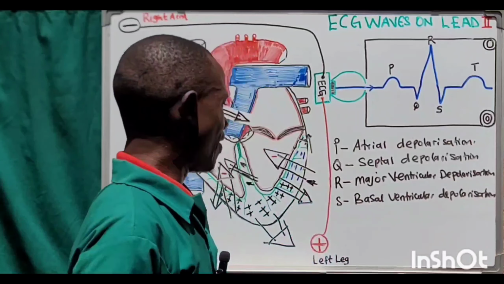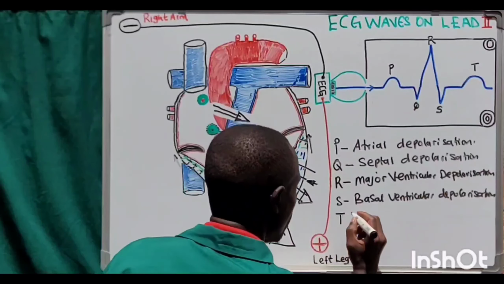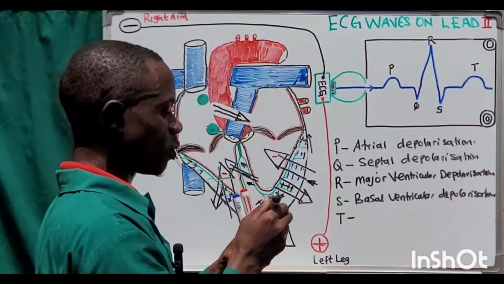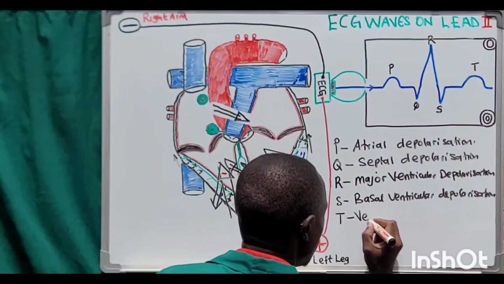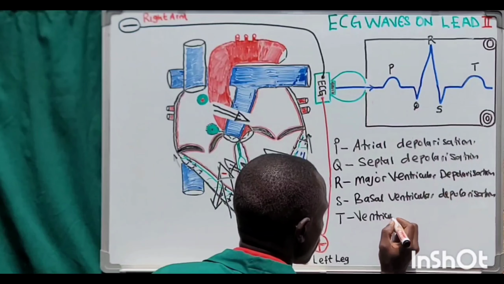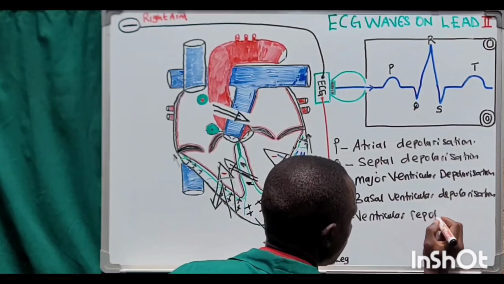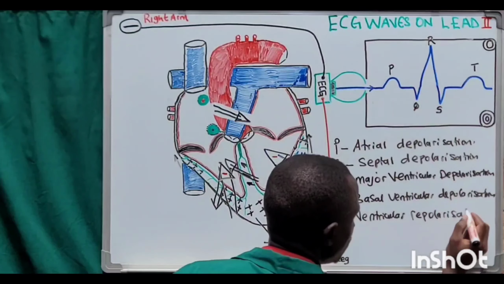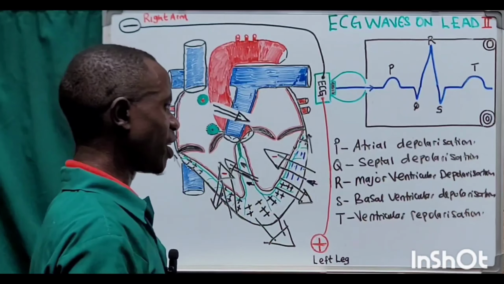And then lastly, when you look at the T wave, this T wave is going to be denoting ventricular repolarization. Okay, it's denoting ventricular repolarization.